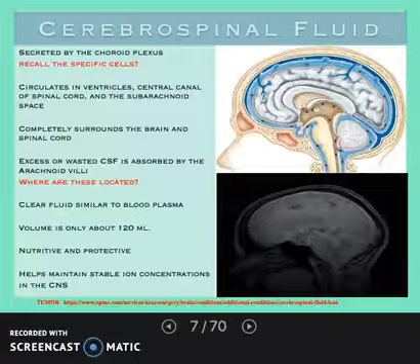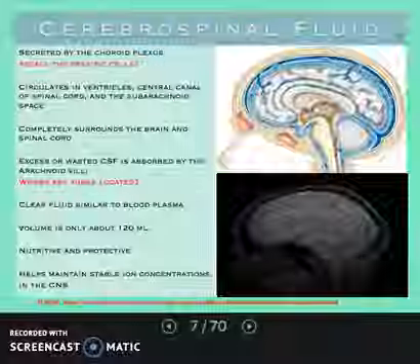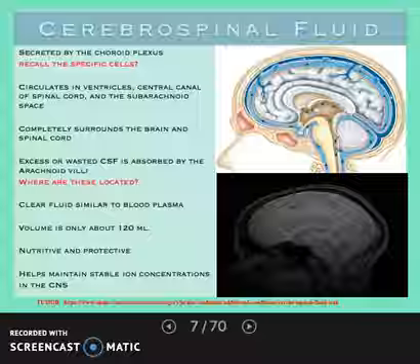it carries a lot of cool, good stuff that the brain needs, like glucose or electrolytes. So it has a nutritive function, and it also protects because it's how the microglia can get around the brain.